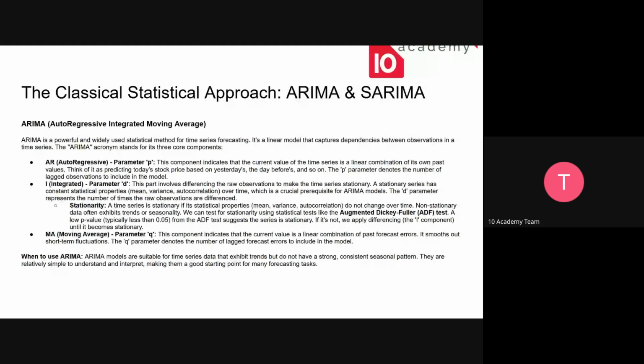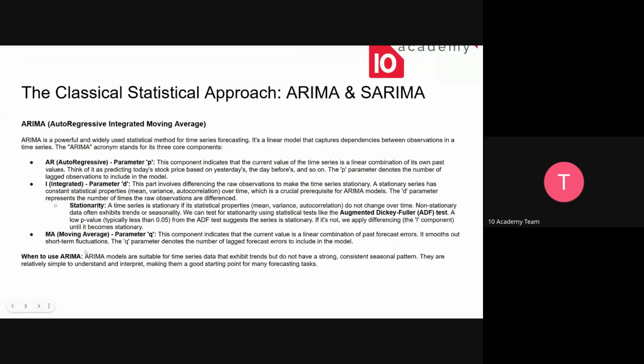So ARIMA is the collection of these three components: how many time steps we are going to consider while predicting the future, how far we need to go in order to make the data stationary, and then how to deal with the error that the data might have. So these three parameters decide the main characteristics of the ARIMA model.